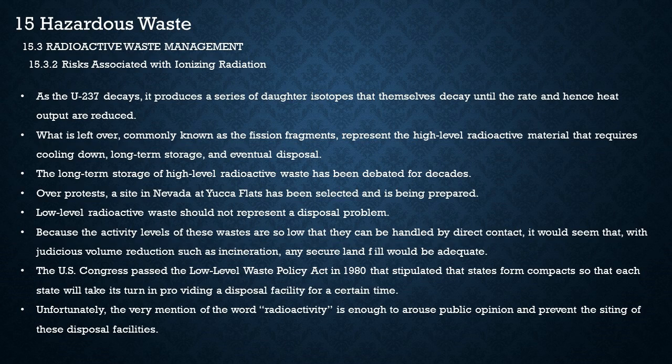As the U-237 decays, it produces a series of daughter isotopes that themselves decay until the rate and hence heat output are reduced. What is left over, commonly known as the fission fragments, represent the high-level radioactive material that requires cooling down, long-term storage, and eventual disposal.